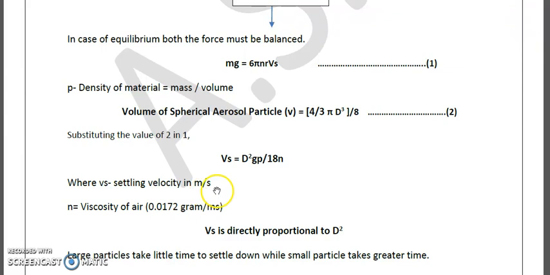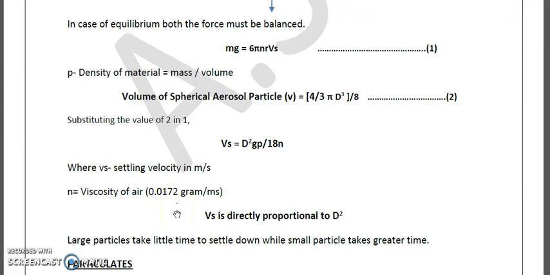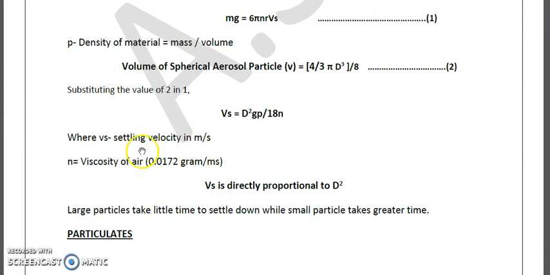Here vs is the settling velocity in meter per second, rho is the density of material, and eta is the coefficient of viscosity of air, which is 0.172 gram per meter second. From this equation we can see that settling velocity is directly proportional to the diameter square, directly proportional to the density, also directly proportional to the acceleration due to gravity, and inversely proportional to the coefficient of viscosity.